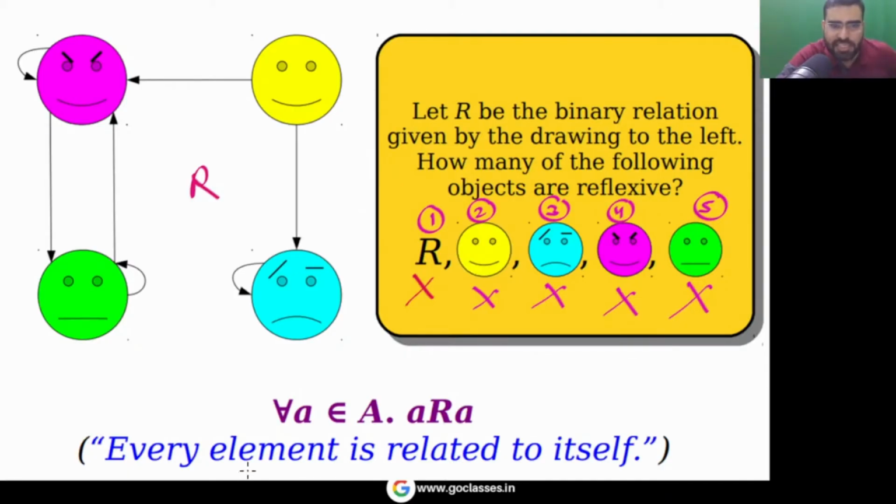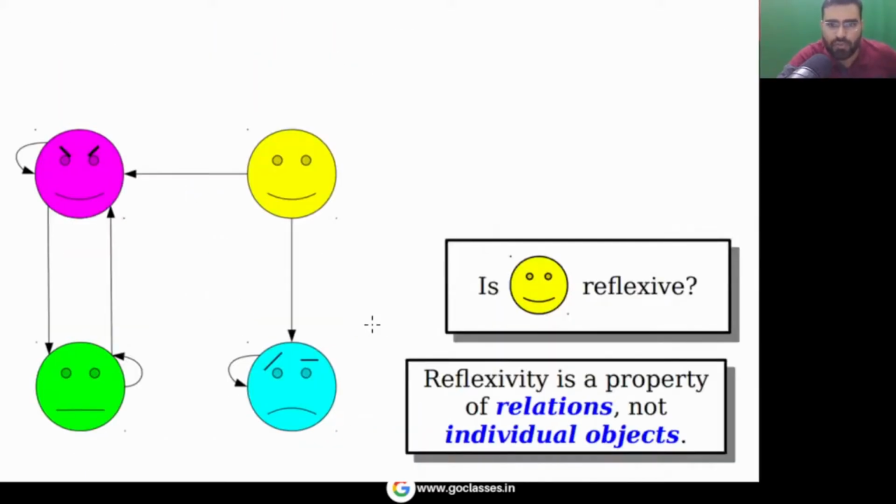that reflexivity is a property of relation. Remember, it's not like this is reflexive, this is not reflexive. It's not like that. Reflexivity is a property of relation, not of individual objects. Is this understood? Let me know. Is this clear?